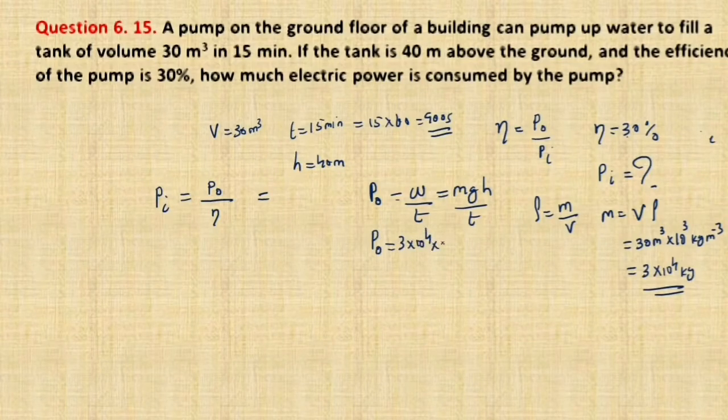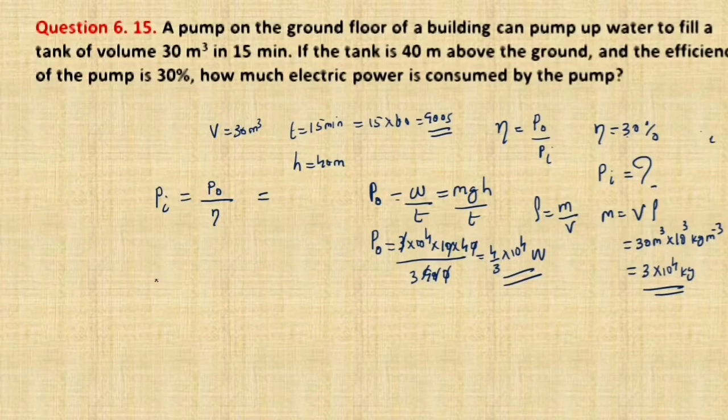4 into g, which can be taken as 10, into height 40, divided by time 900. So the zeros cancel, and 3 here cancels 3 times. Now 4 divided by 3 into 10 to the power 4. So you get 4 by 3 into 10 to the power 4 watt as the output power.